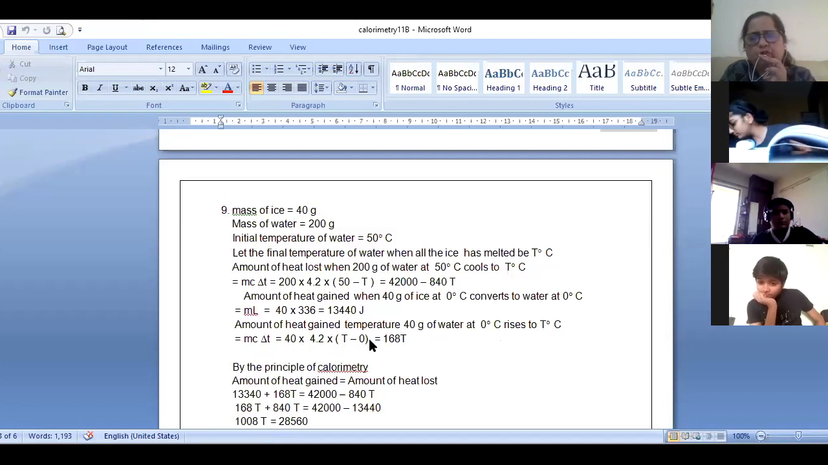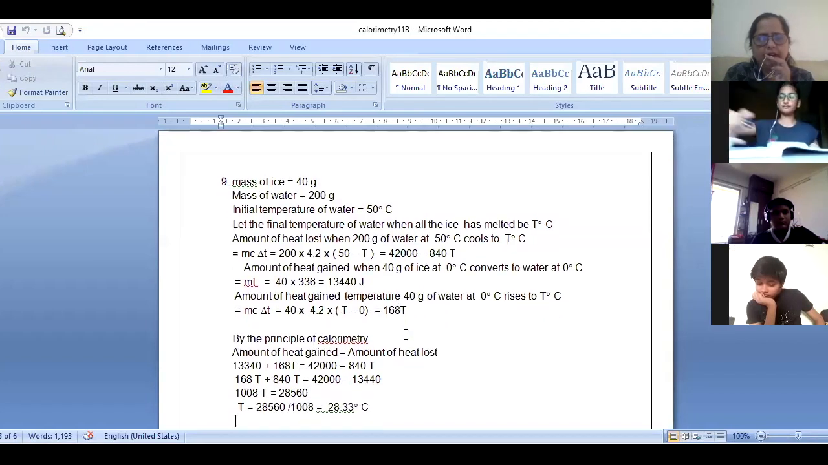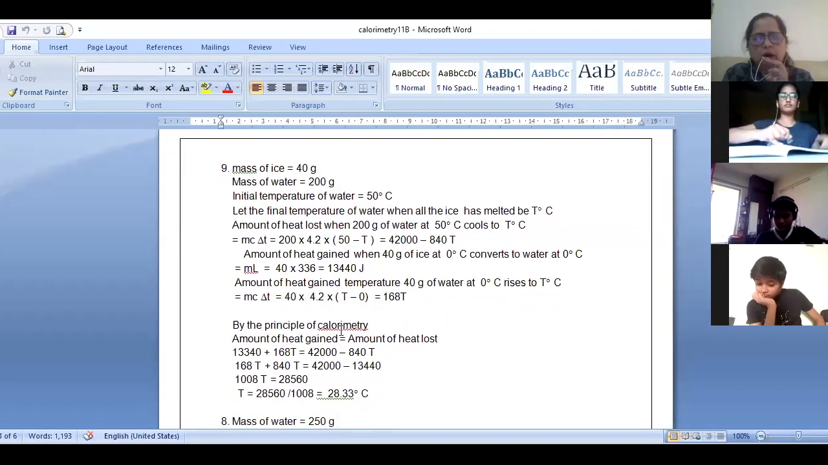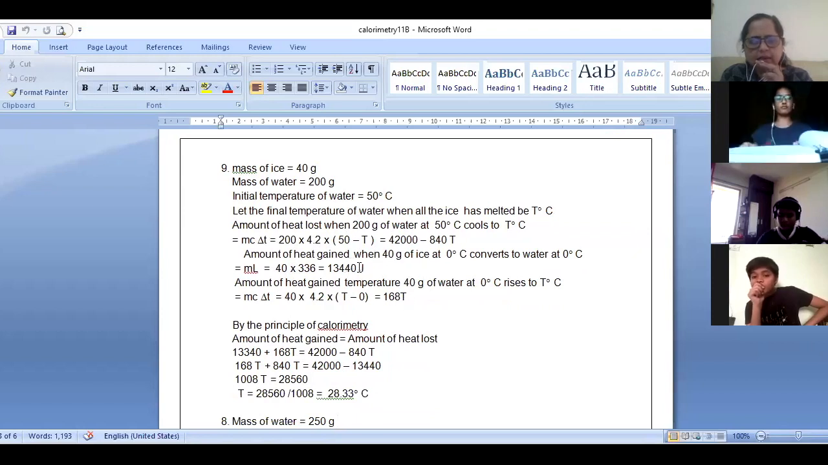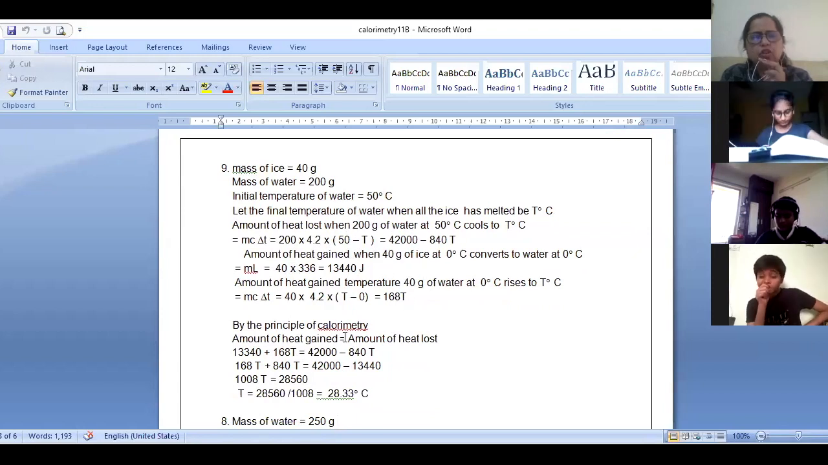So this will give you 168 T. So now you have a linear equation, right? By the principle of calorimetry, the amount of heat gained is equal to the amount of heat lost, right? So what is the amount of heat gained? Gained is over here, these two things. Ice is gaining the heat, right? So the last two equations: 168 T plus this 13,440 joule. So 13,440 plus 168 T is the heat gained by ice, okay?